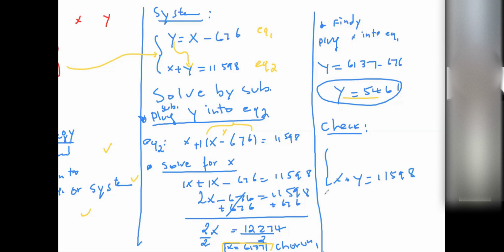So check this one. The x again was 6,137 plus the y, which is this. And we ask, is it equal to 11,598? Yes, in fact, it does add up.